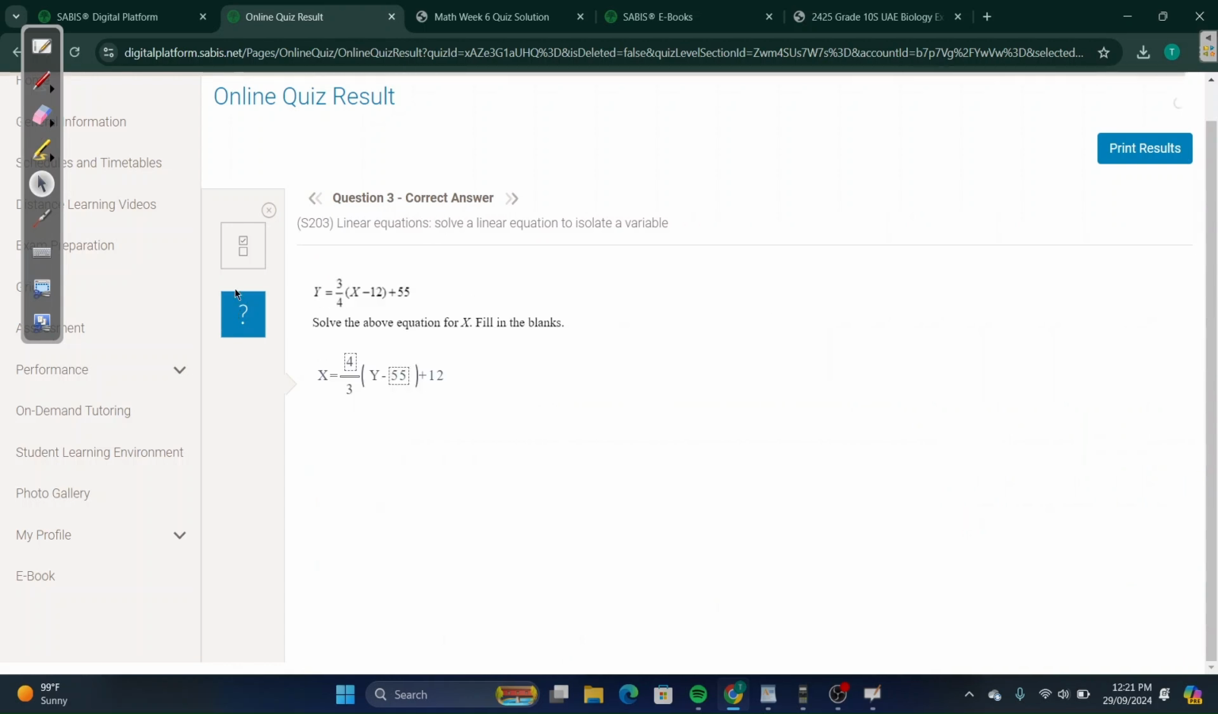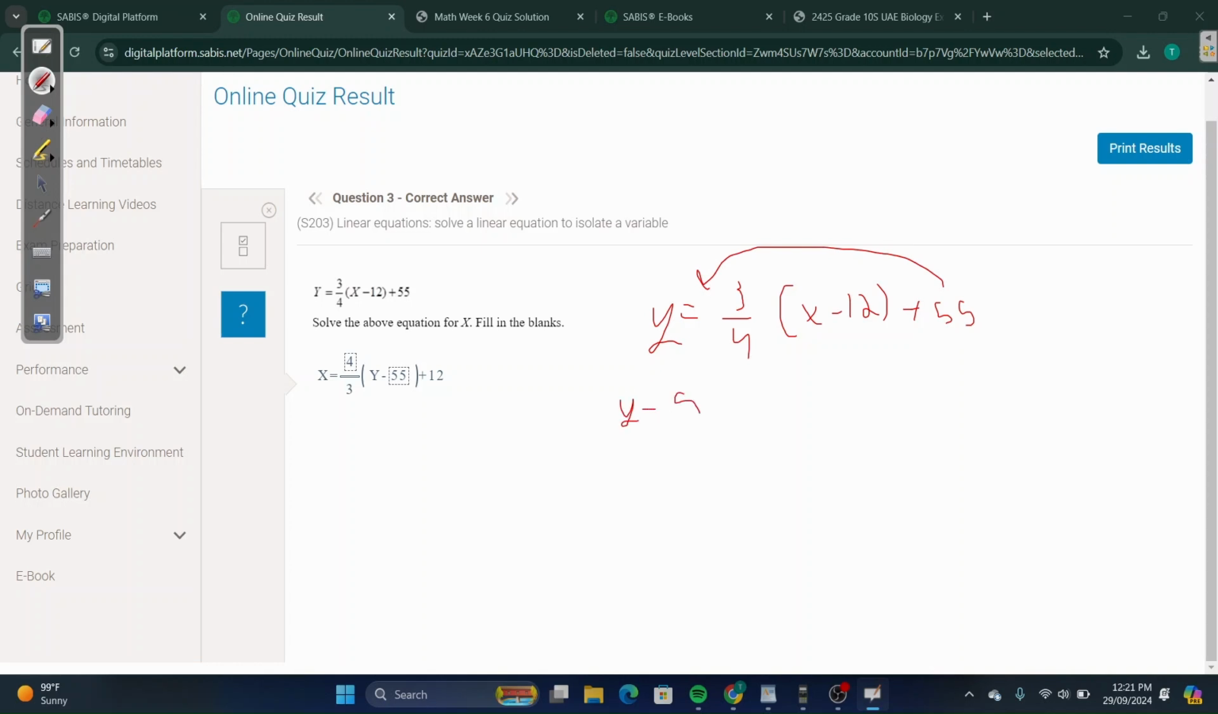Question 3, no 4 or 3. Okay. This can't be done on a calculator, my bad. But this is easy. So y equals 3 over 4 x minus 12 plus 55. Okay. First, what you're gonna want to do, you're gonna want to take 55 to the other side. So you're gonna have y minus 55 equals 3 over 4 x minus 12.